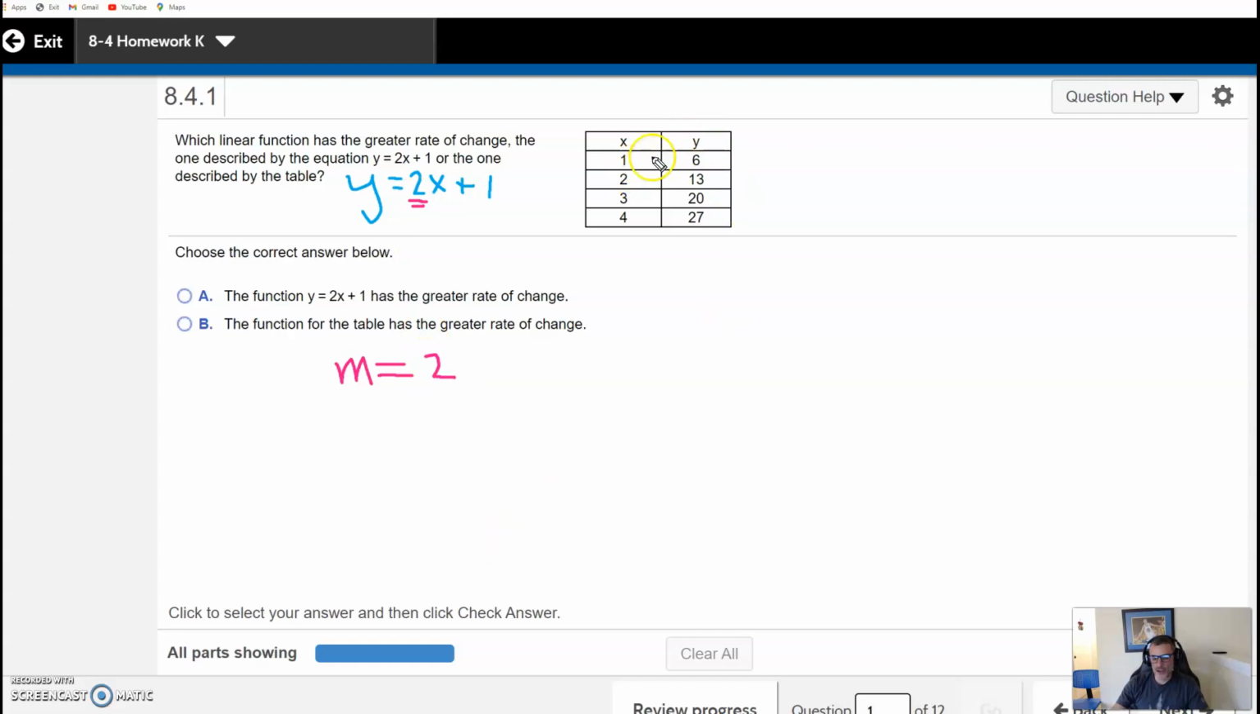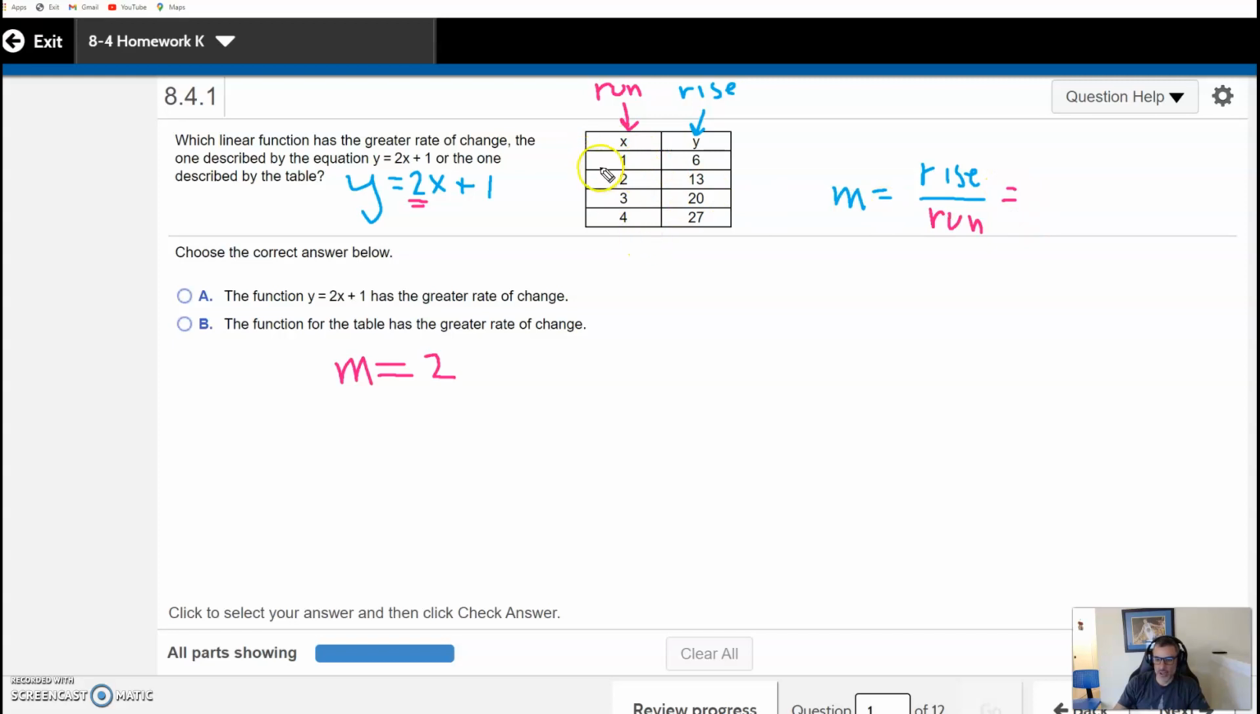The table is a little different. We actually have to go ahead and calculate the rate of change of this table. And the way we do that is, well, remember that the x-coordinates measure our horizontal movement, also known as the run. If we move to the right, that is our run. And the y-coordinates measure how much we go up or down, also known as the rise. So if I'm going to write the rate of change for this table over here, I need to put the rise over the run.